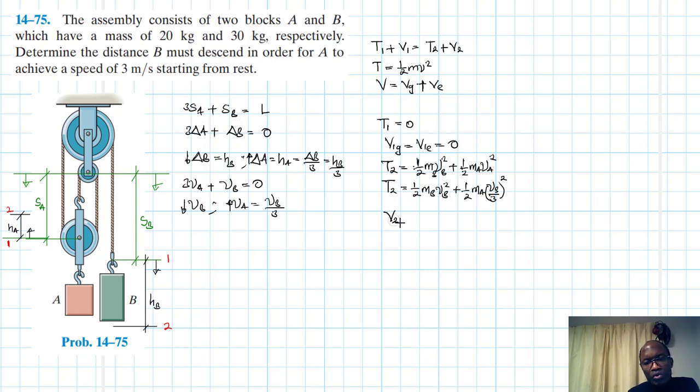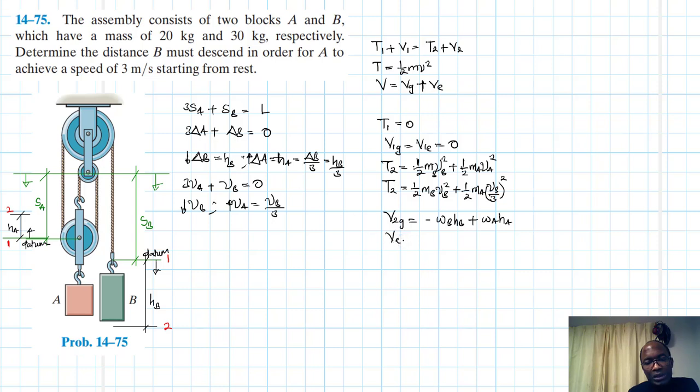And then V2G, this is just going to be equal to, for B, that term is, this one is our datum here, and then this one is our datum here. Okay, so for B, it's going to be negative WB HB, and then for A is a positive WA HA.